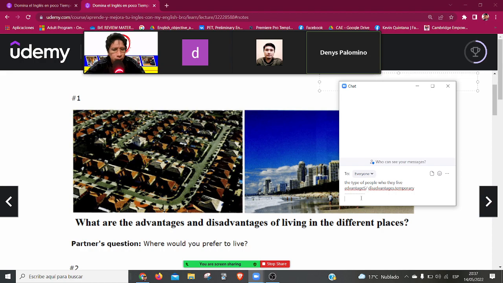I don't like any of these pictures, but if I have to choose one, I would choose to live near the beach, because it's a place where I can go every weekend with my family, enjoy the breeze, and play sports, swim, but the time is over.